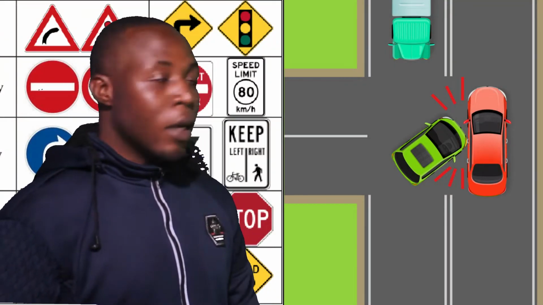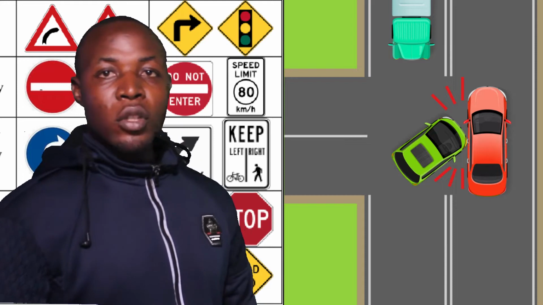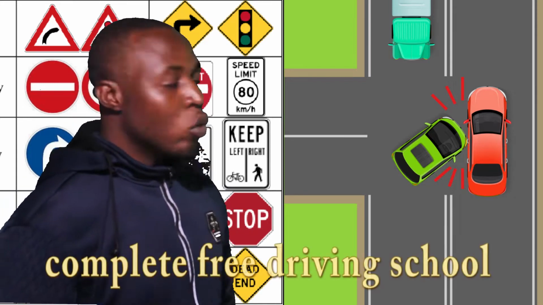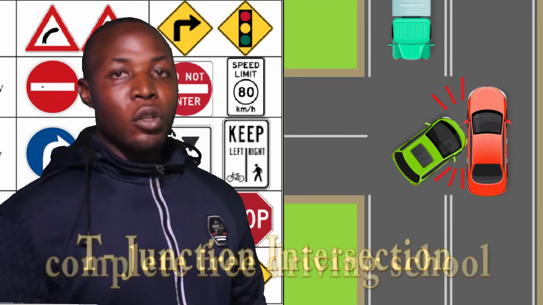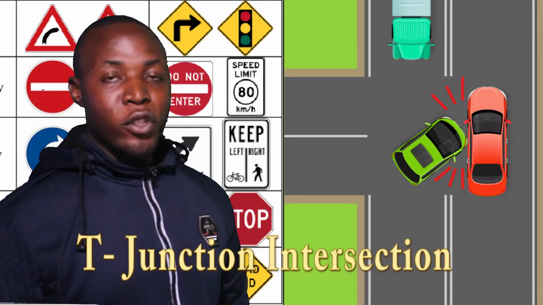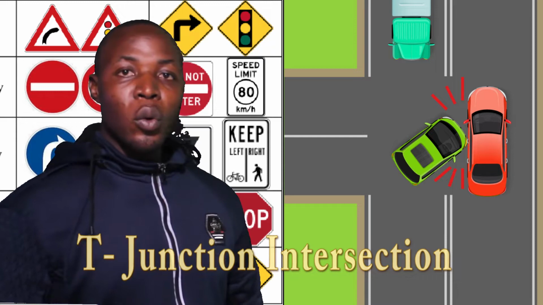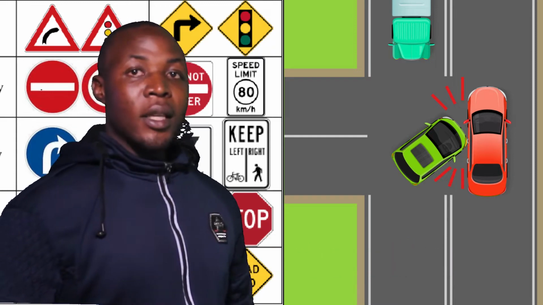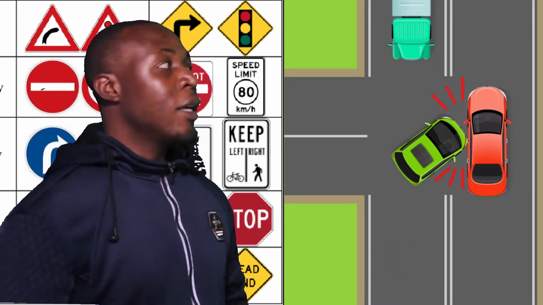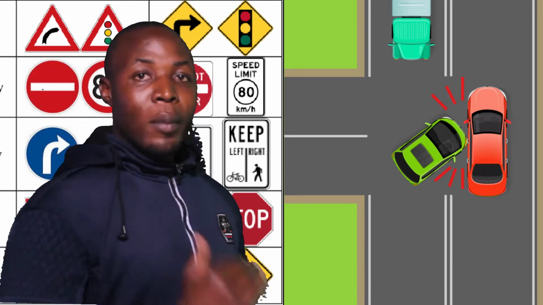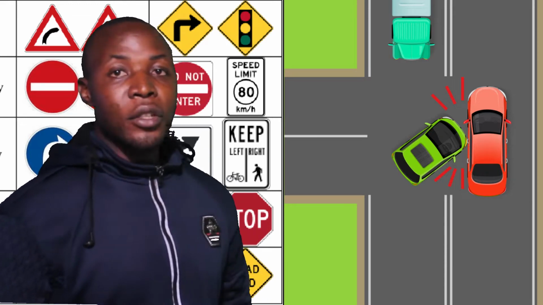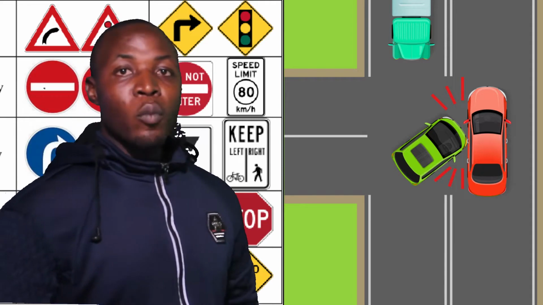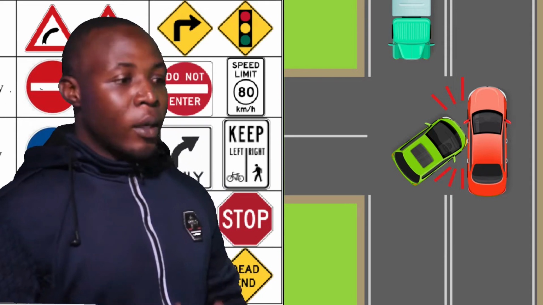So in today's lesson we want to continue from where we ended. We shall be studying what we call an intersection, or a junction. A junction or intersection is a place where at least three vehicles have to bypass, or three vehicles have to change direction. So in today's video we shall be talking about intersections.